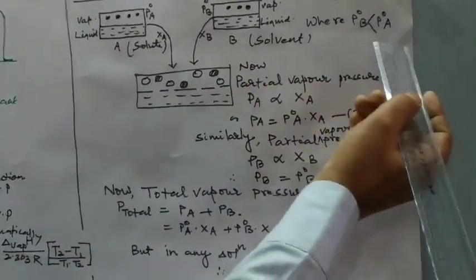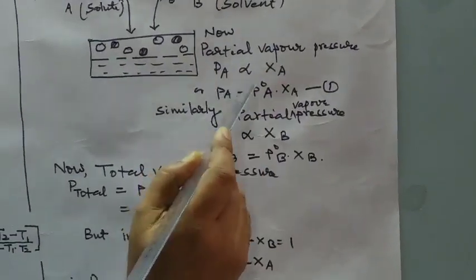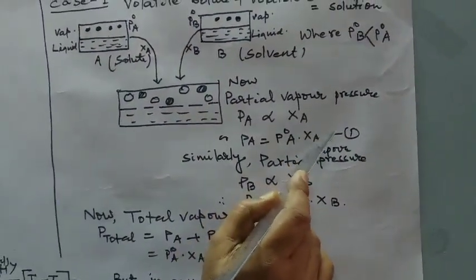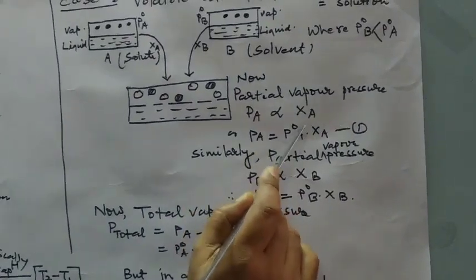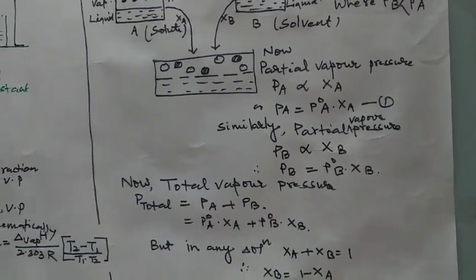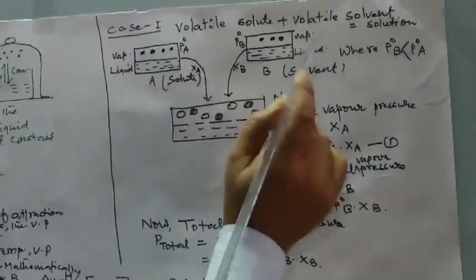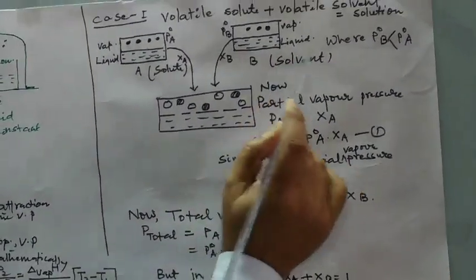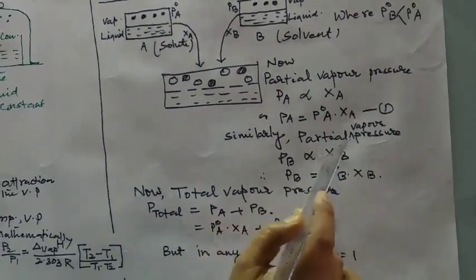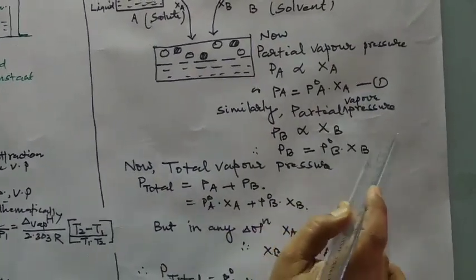Why is it so? Because PA will be proportional to XA. So PA, the partial pressure of the component which is the solute, equals its mole fraction multiplied by the vapor pressure in the pure state, that is PA equals P naught A into XA. Similarly, the partial vapor pressure of component B, which is the solvent, is proportional to the mole fraction of B. So PB is proportional to XB, and therefore PB equals P naught B into XB.